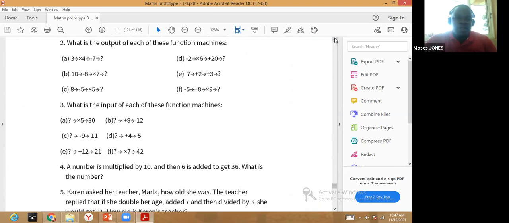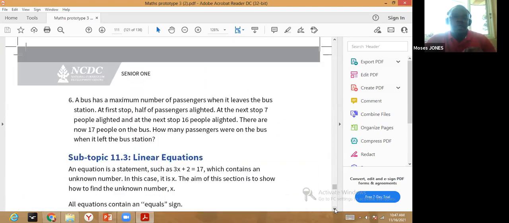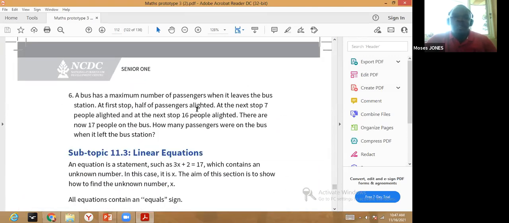You find the last one here. Application. Okay? A bus has a maximum number of passengers when it leaves the bus station. At the first stop, half of the passengers alight. At the next stop, 7 passengers, then 16. How many passengers were on the bus when it left the bus station? That is application. Okay? So when you have all the other knowledge, dear members, you can be able to handle the rest of the work.